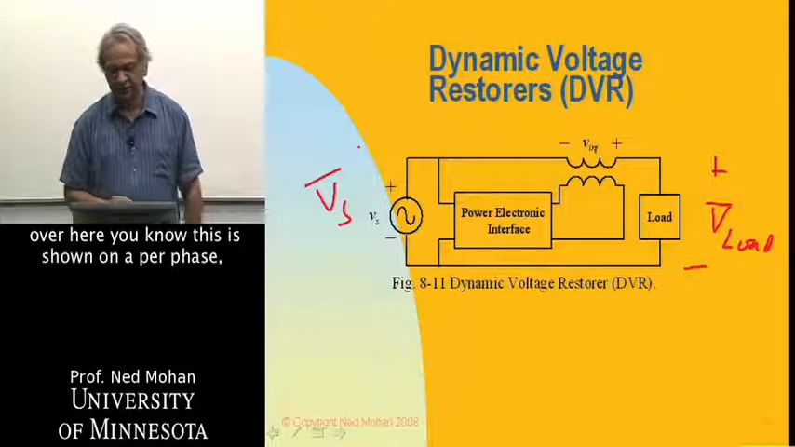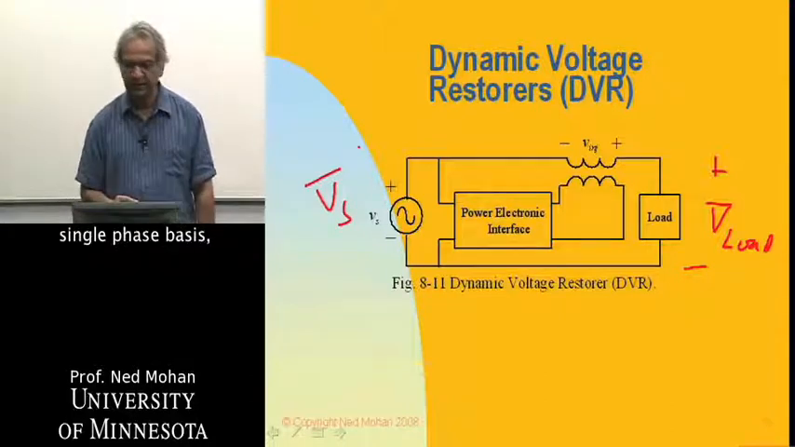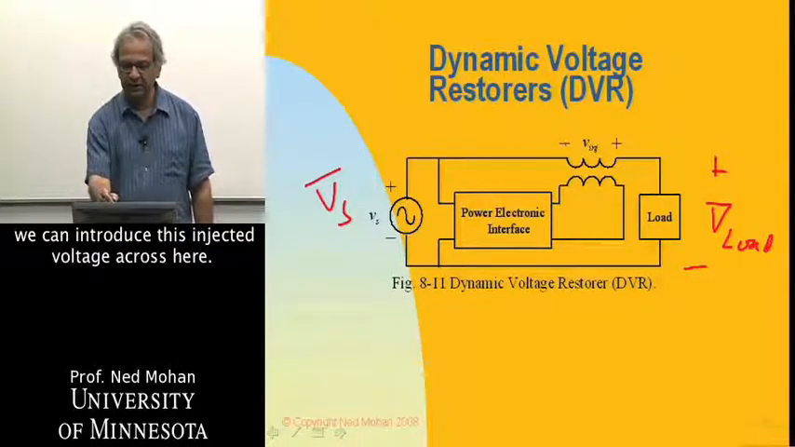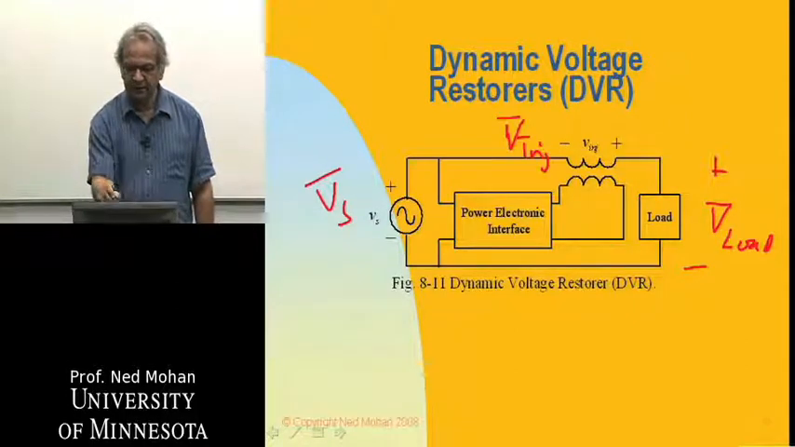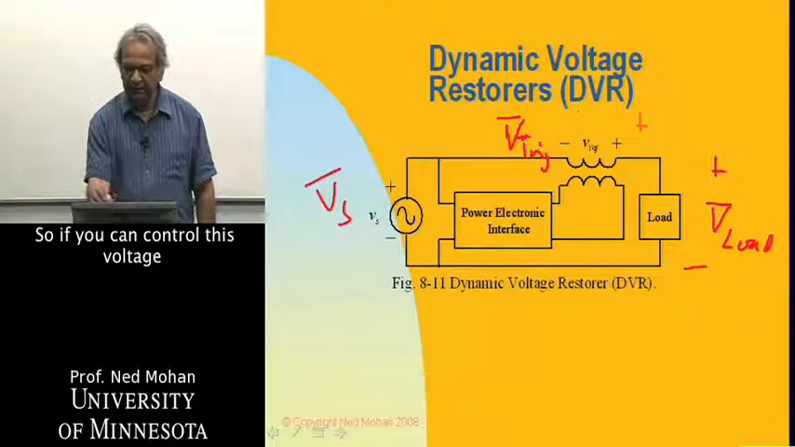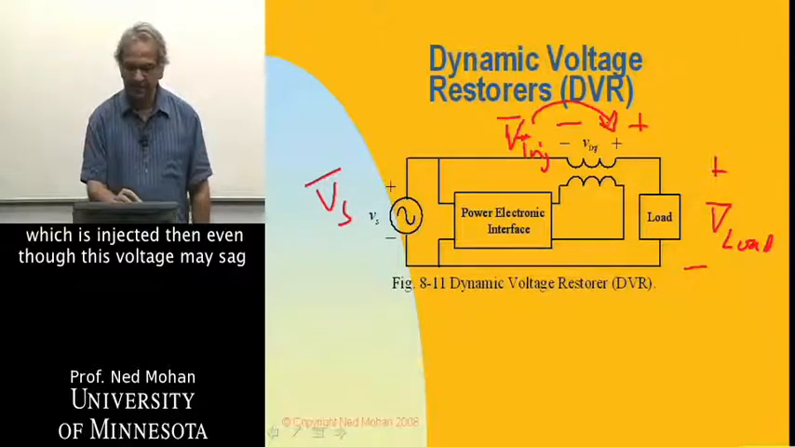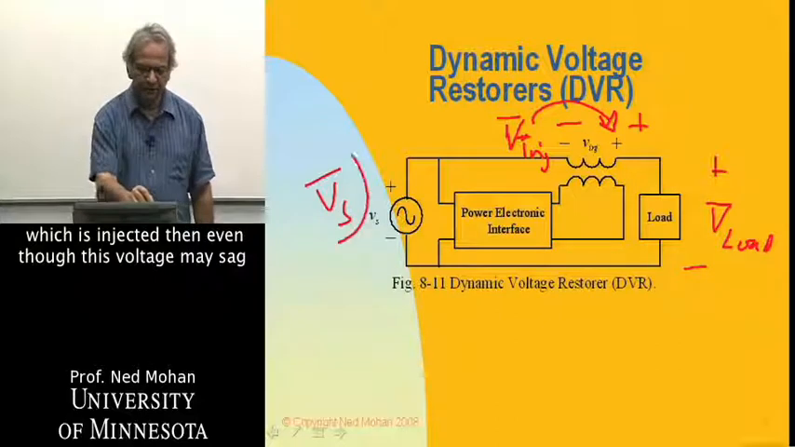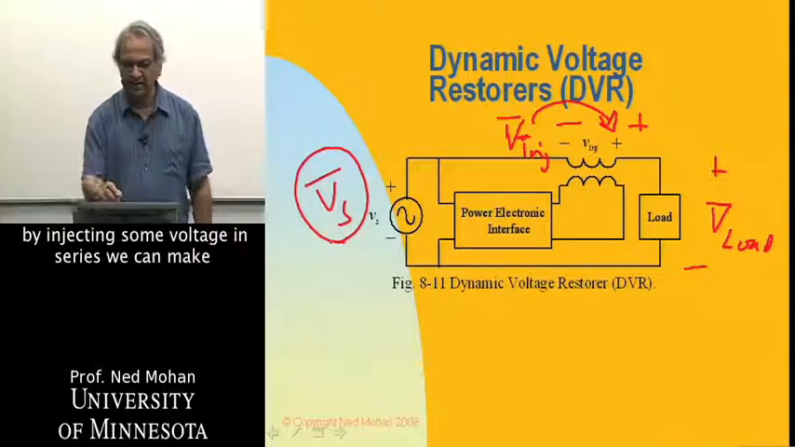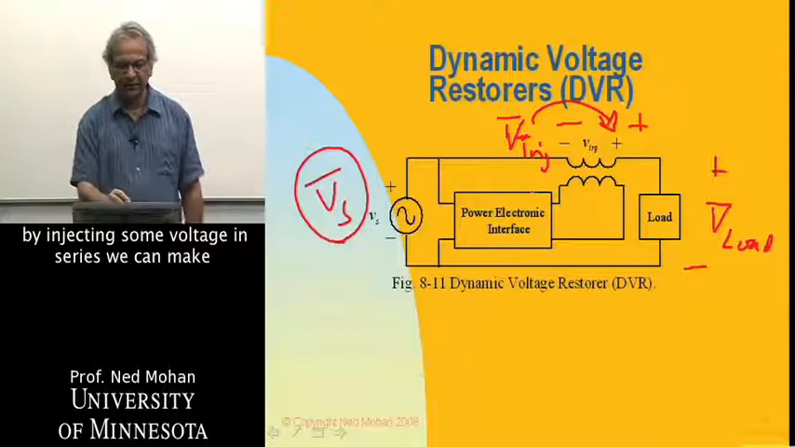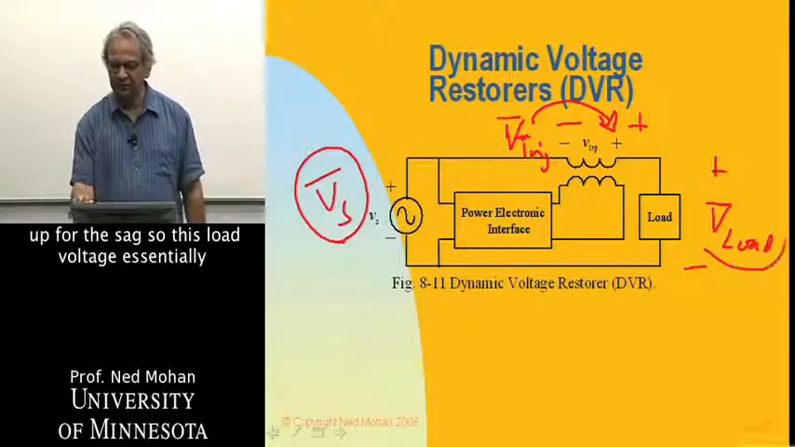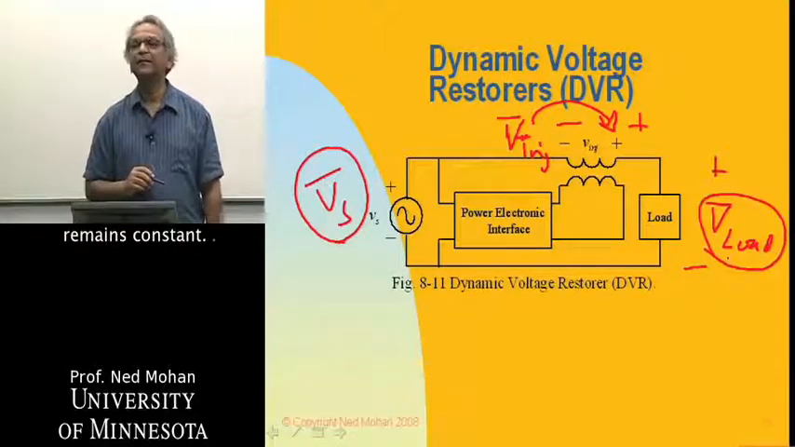This is shown on a per phase basis, single phase basis. We can introduce this injected voltage across here. So if you can control this voltage which is injected, then even though this voltage may sag, by injecting some voltage in series, we can make up for the sag, so this load voltage essentially remains constant.